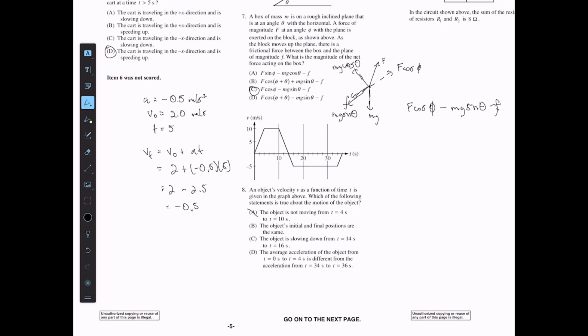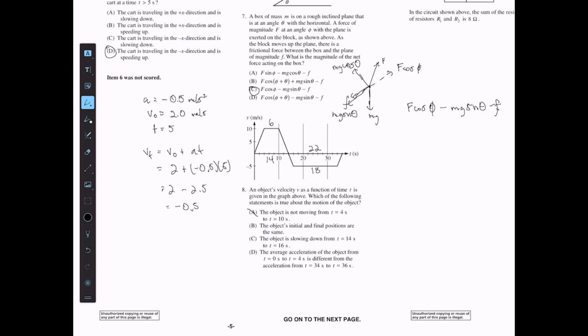The object's initial and final positions are the same. That means that the displacement is 0. In order to calculate that, we just have to find the area under the curve. So let's see. These are two trapezoids, 14 and 6. This is 22, and this is 18.